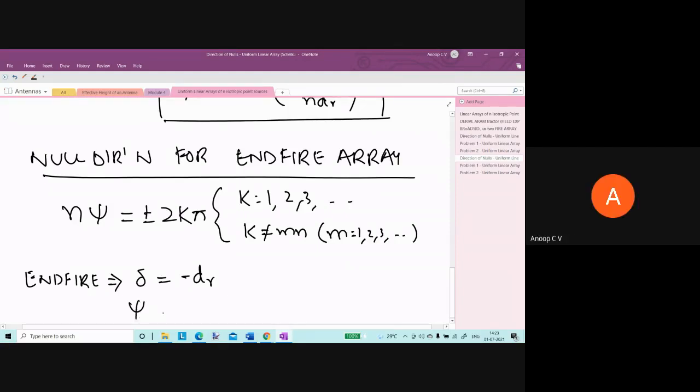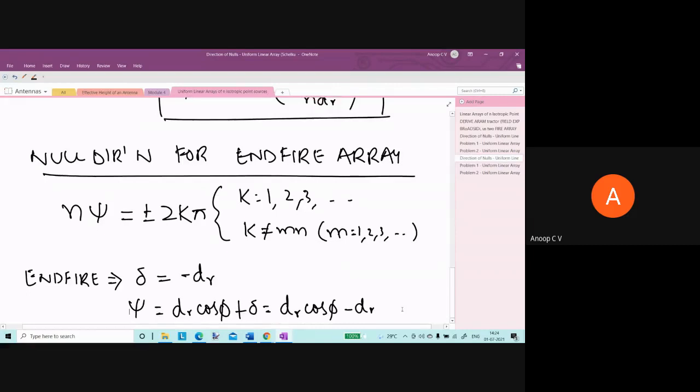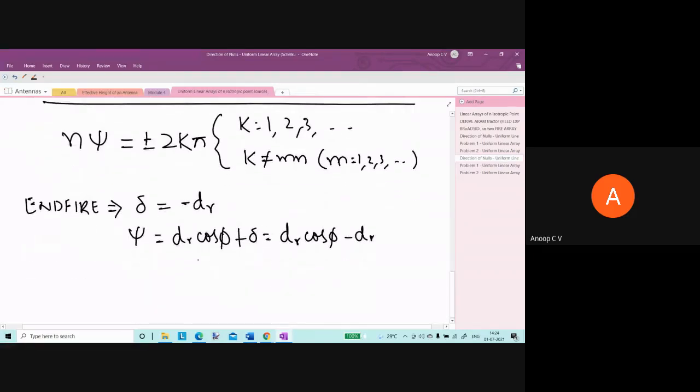So psi is equal to dr cos phi plus delta, right? Dr cos phi plus delta, and that will be equal to dr cos phi minus dr. So psi for an end fire array can, in general, be written as dr times (cos phi minus 1). This is how psi can be written for an end fire array.